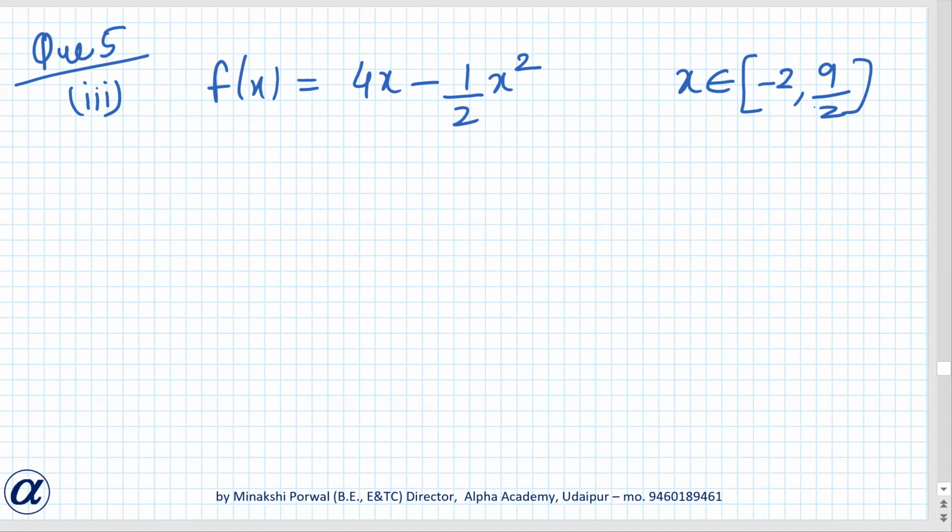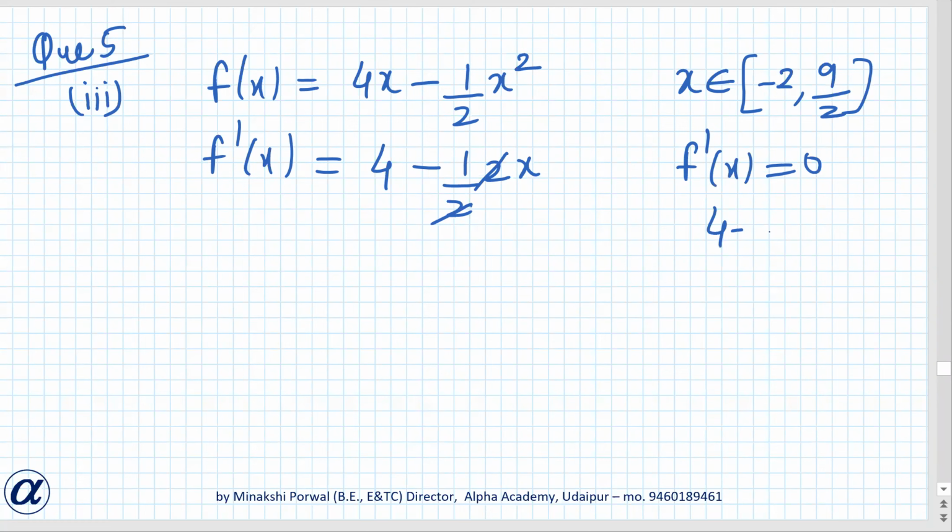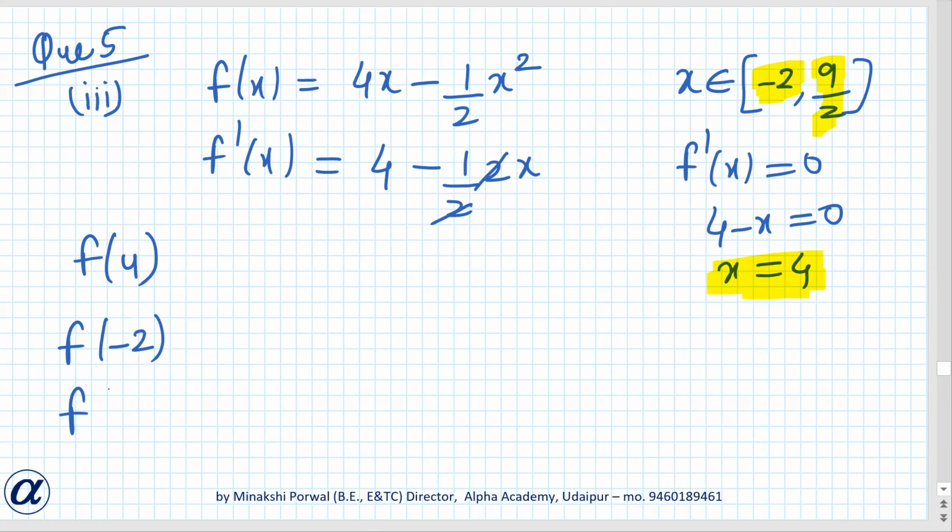So first step is finding the first derivative, that is equal to 4 minus 1 by 2 into 2x, that is equal to 4 minus x. For finding the critical point, we'll put f dash x equals to 0. So 4 minus x equals 0, x will be equal to 4. Now this is the critical point. So we'll find the value of the function at 3 points: x equals 4, x equals minus 2 and x equals 9 by 2. So f of 4, f of minus 2 and f of 9 by 2.